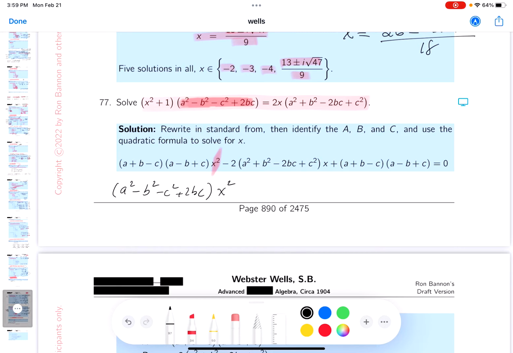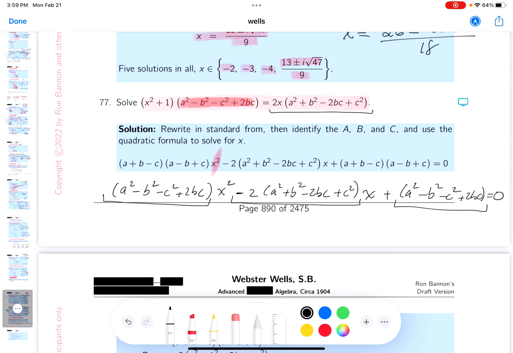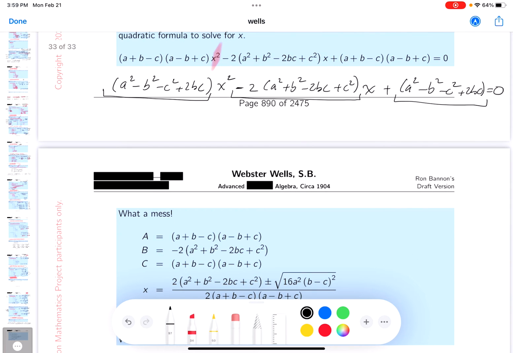And then someone says, do you know the coefficient on the x? And I do. It's right over here, and it's going to be minus 2 times a squared plus b squared minus 2bc plus c squared, times x. Do I know the constant? I do. The constant is a squared minus b squared minus c squared plus 2bc, and that equals 0. So just looking at the quadratic, I know this, and I know this. And the problem is, someone says, well, they did something spiffy with that, and you're right, they did.